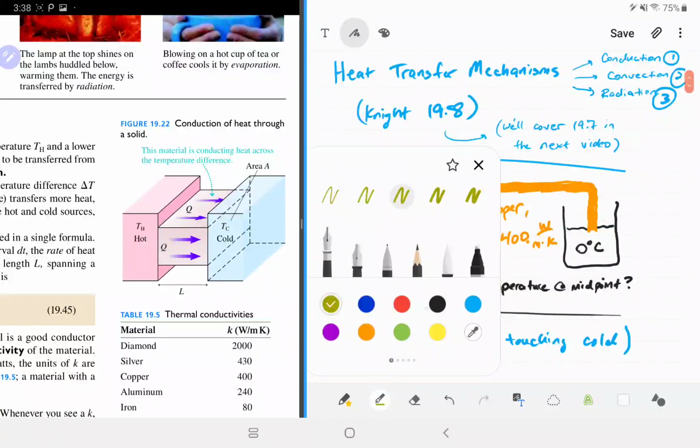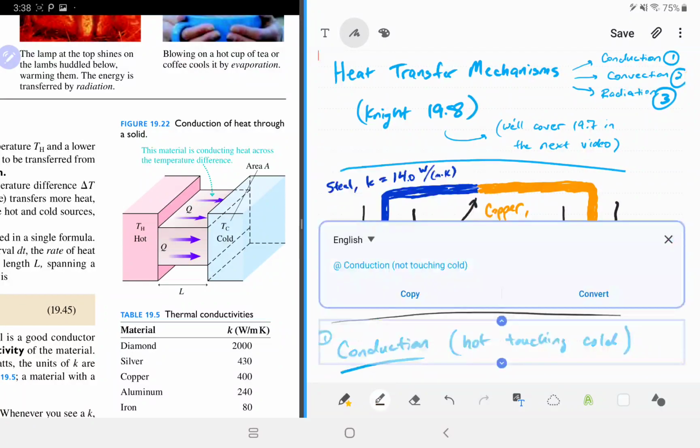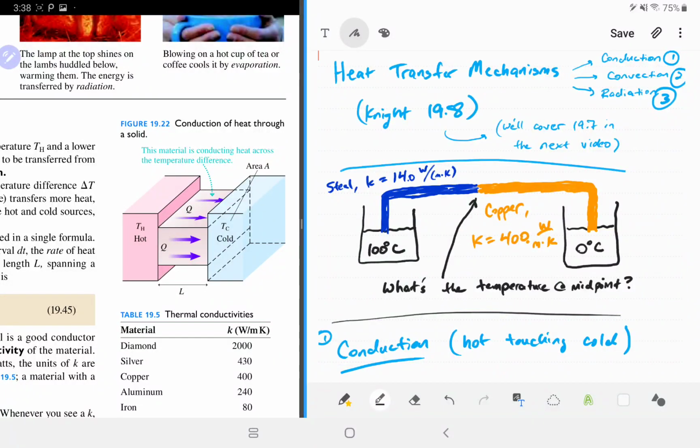So just in the question itself, it says, what's the temperature at the midpoint? Well, in order for it to have a well-defined temperature, we have to have reached some steady state. Okay, so what's going to help us here is we're going to relate the flow of heat here to the flow of heat here, and they have to be equal in order for there to be some well-defined temperature here. If they weren't equal, then the temperature at the midpoint would be changing.